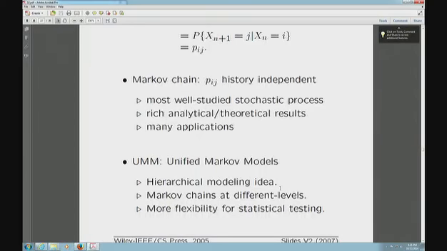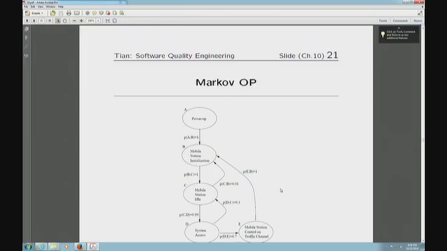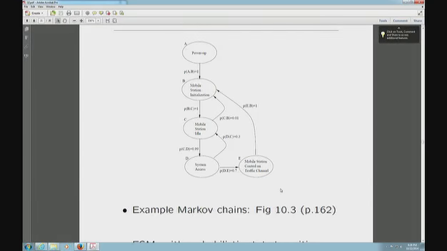So essentially what we have here is that we combine the idea of hierarchical modeling with Markov chains. When you have a Markov chain, you can also have some lower-level Markov chains for some higher-level states. This is an example of that. This one is the high-level Markov chain, but this state has a lot of complicated operations within it.